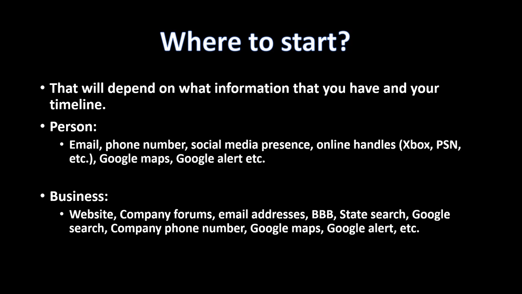Check Google Maps. Do you have an address? Pull up that Google map and see what comes up. Is it a house? Is it a business? Is it a place that they hang out? Set up Google Alerts. For Google Alerts, put any information you have pertinent to that target: email, phone number, names, online handles. As Google finds this information, it's going to email you an alert with a link to it.